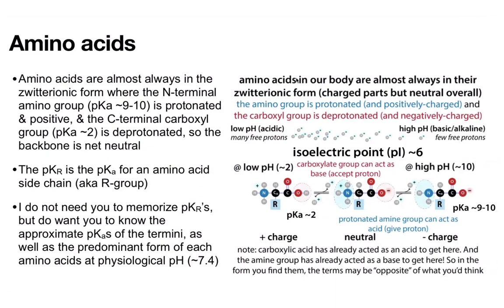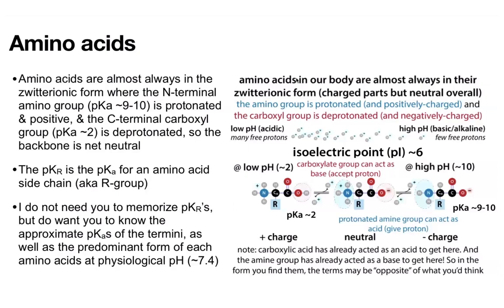Now, the C terminus is basically our carboxylic acid group. That has a pKa of around 2. So I want you to know that value. What this means is that when we're at a pH of around 7.4, we're going to almost entirely be in the deprotonated state, our carboxylate state. And our amino terminus, our N terminus, has a pKa of around 9 or 10. So we're going to be at least 2 pH units away from the pKa, and so we're going to be almost all in the protonated form.